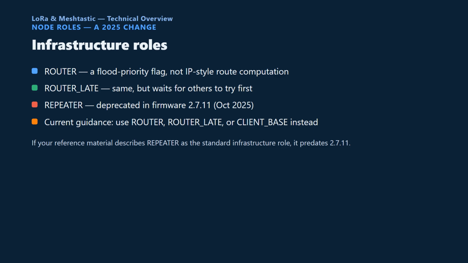Here is the recent part, the repeater role, which a lot of existing tutorials still describe as the standard way to build an infrastructure node, was deprecated in firmware 2.7.11 in October 2025. Current guidance points you to router, router late, or client base instead, depending on placement. If you learned Meshtastic infrastructure design from an older guide, this is the one thing in this video most likely to be new to you.